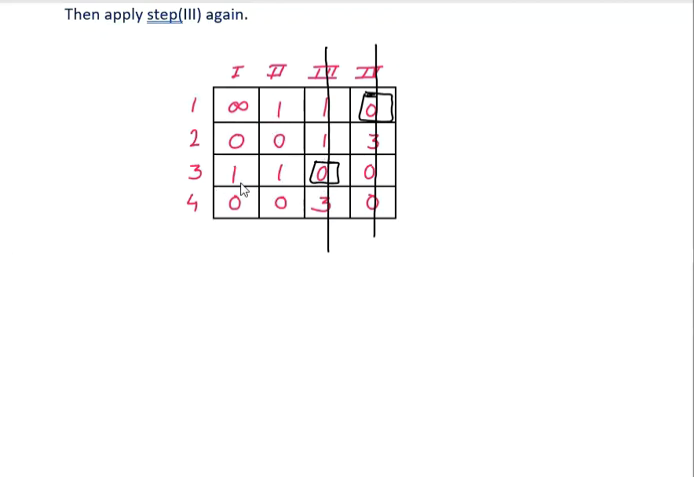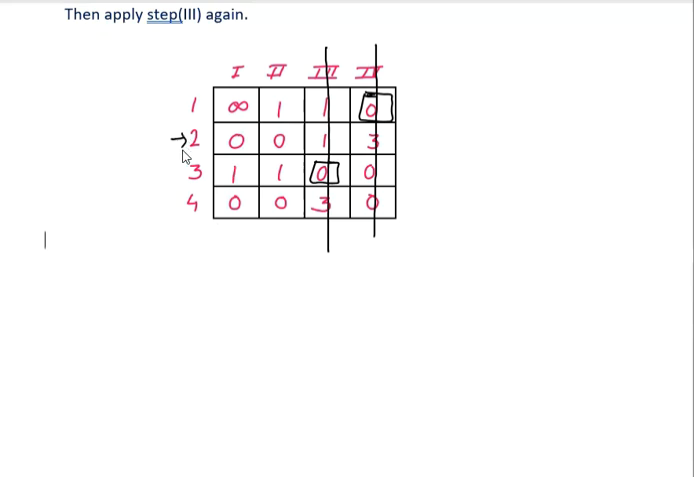Then look at the fourth row, there are 2 zeros. Now after the fourth row, we look at the columns. First column contains 2 zeros, second column also contains 2 zeros. We have to make assignments in 2 rows.